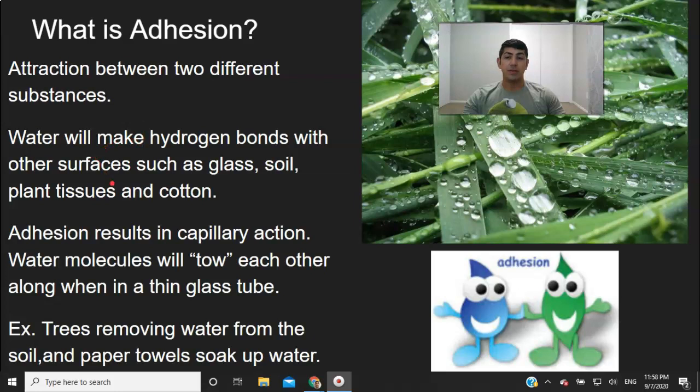So adhesion results in capillary action. Water molecules will tow each other along when in a thin glass tube. Some examples of this are trees removing water from the soil, and a paper towel soaking up water as well.